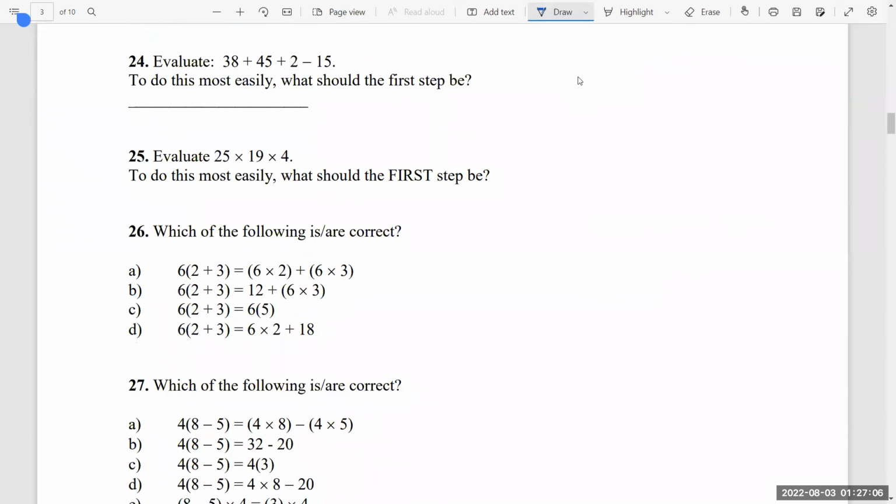Question 24. Evaluate, to do this most easily, what should be first? Here, it's the first one. You have to add 38 plus 2. This is easy because it gives you 40. And then the 45, you can subtract 15 from 45. So here is 40 and this one is 30. The answer is 70. Thank you. That's it.